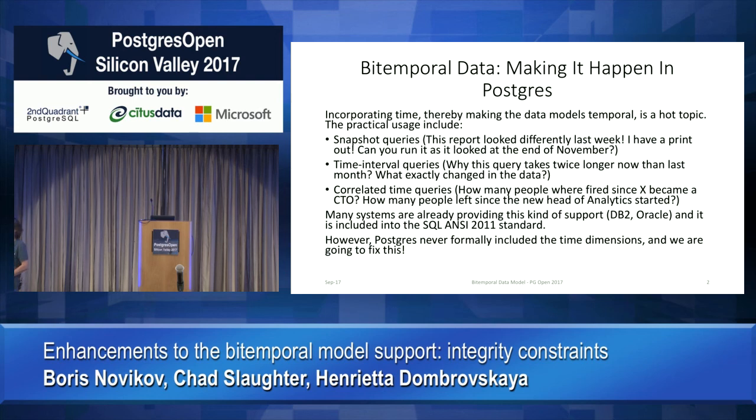Correlated time queries are actually the most interesting, and the most difficult to put together in a relational system. Now we do not set up the time as in snapshot queries, but we want to know what happened simultaneously with something else. Like how many people got fired since X became the CTO of the company, how many people left voluntarily since Y became the head of analytics, etc. Very interesting queries. You can get lots of interesting information like this.